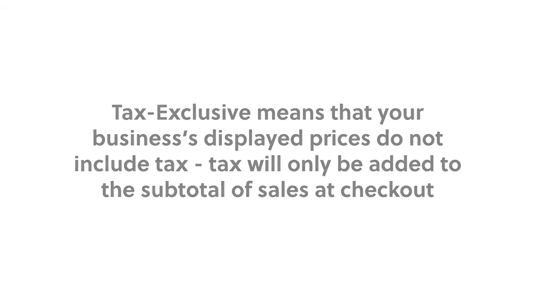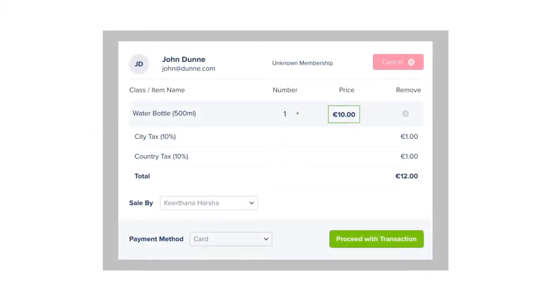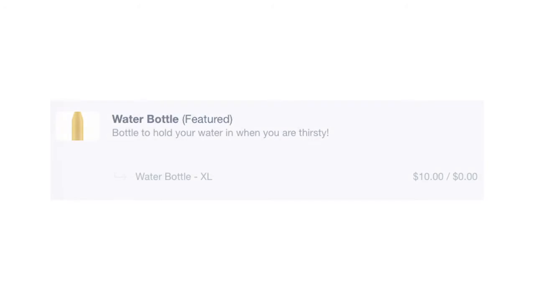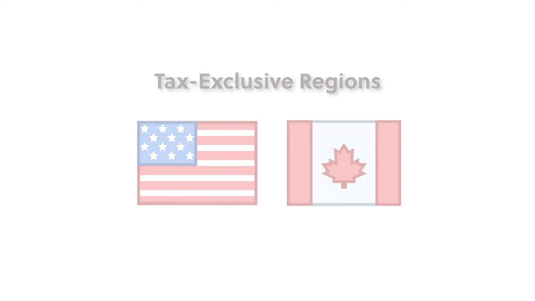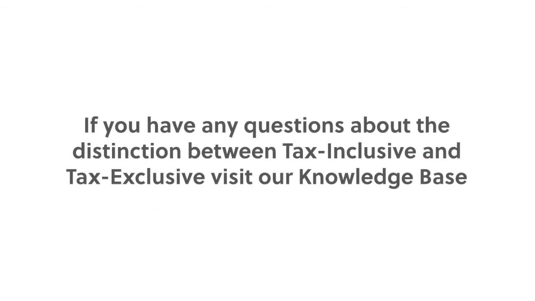For example, a product that has a display price of $10 with a tax rate of 20% will increase to $12 at the checkout. This is because the tax was not included in the displayed price of the product or service. This type of tax setup is usually for customers inside of the US and Canada. If you have any questions about the distinction between tax inclusive and tax exclusive, visit our knowledge base.